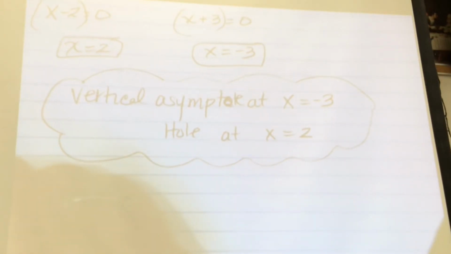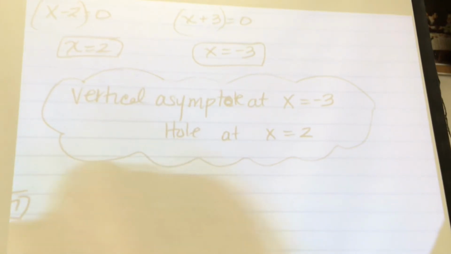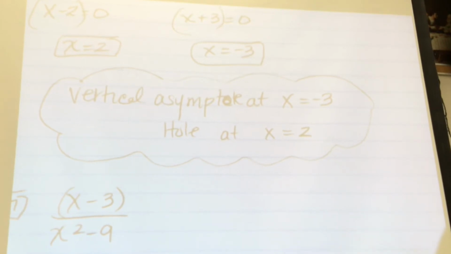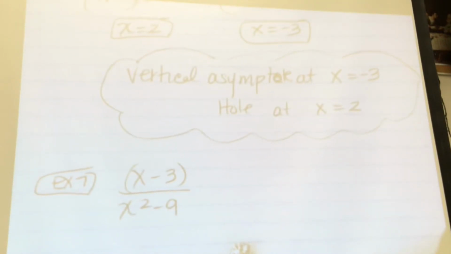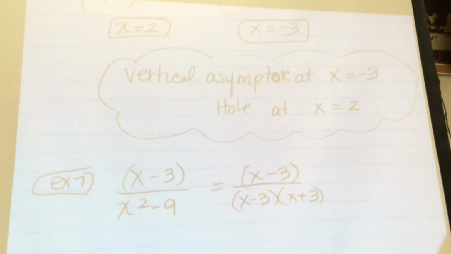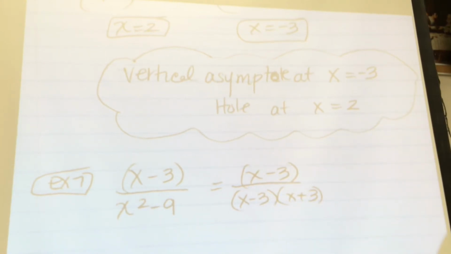Let me give you another example of a hole. So example 7. If I have x minus 3 on top and then x squared minus 9. Well, this factors to x minus 3 on the top, and the bottom factors to x minus 3 and x plus 3. This is why I have to be really good at factoring, because I'm going to have to factor pretty much every single time if it's not factored for me. What do you notice is on top and bottom? 3. So is it a vertical asymptote or is it a hole?